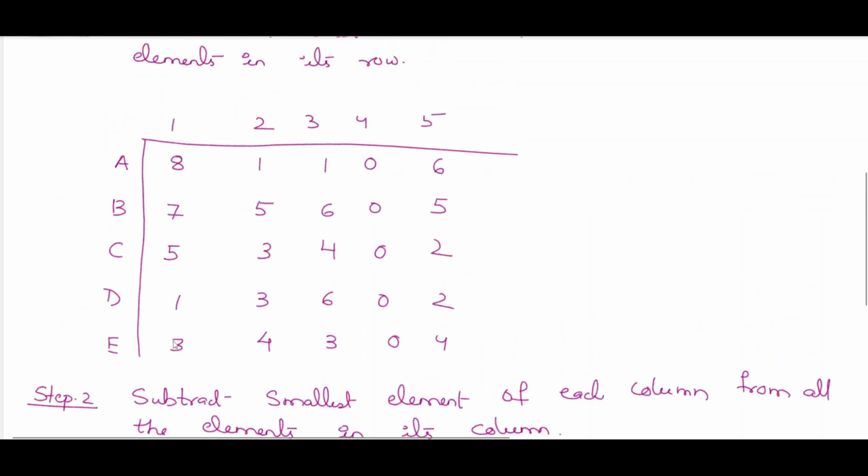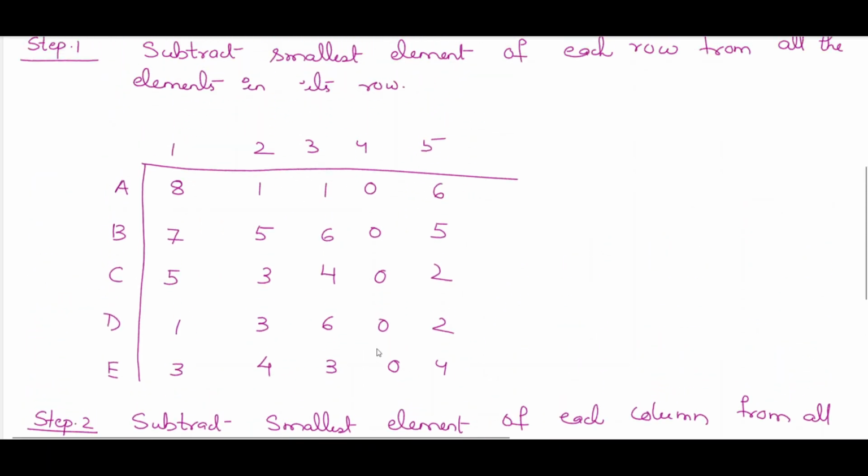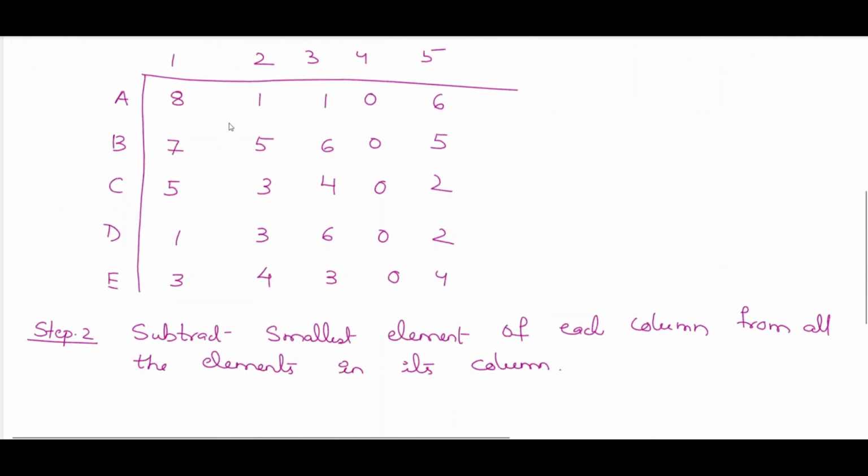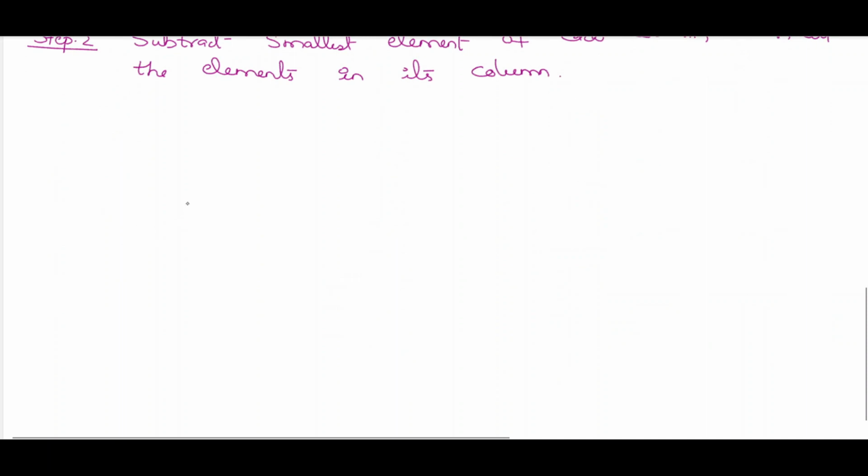So now you will consider this new matrix. You will forget about the initial one. Here you will now do the same thing column wise. For the first column, the minimum element is 1. So the smallest element is 1 for this column, so subtract: 8 minus 1, 7 minus 1, 5 minus 1, 1 minus 1 and 3 minus 1. Likewise, you have to do this for each and every column.